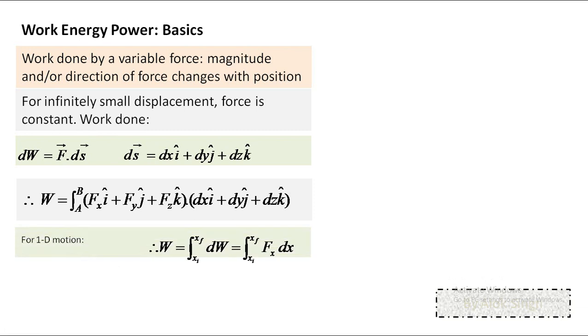Now, if the motion is only in one direction, let's assume the motion is only in x direction. In that case, dy and dz will be 0. Y coordinate and z coordinate will not change. If these two terms are 0, the y component of force and z component will not do any work. So work done in that case will be equal to only Fx into dx. So this is the work done in case of one dimensional motion.